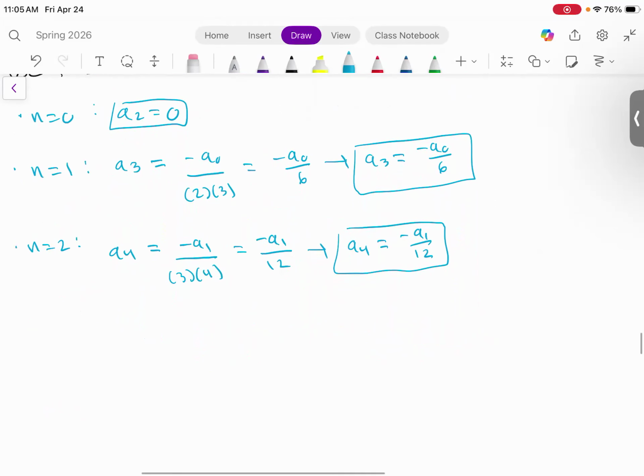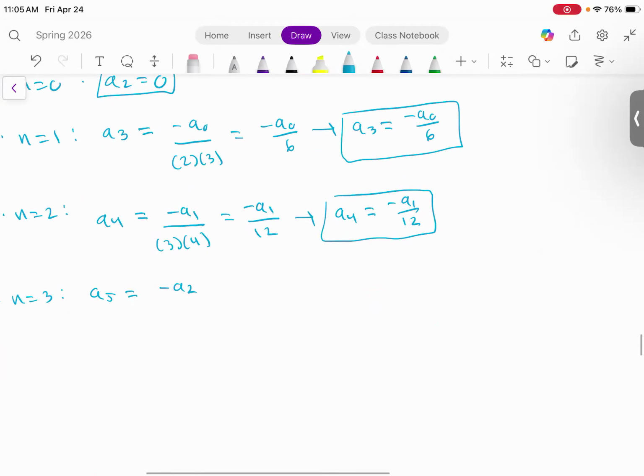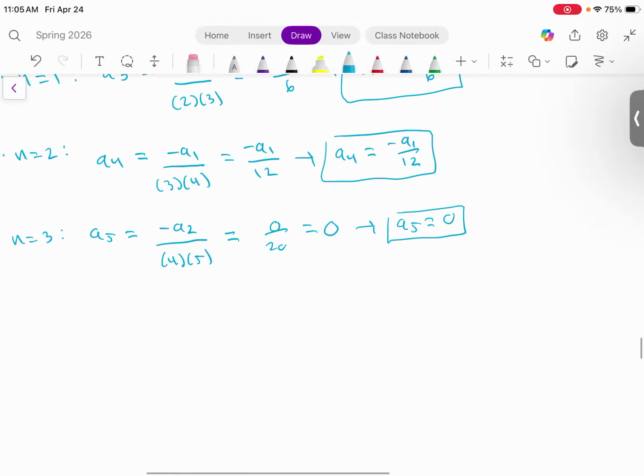Okay, let's do a couple more. I need some more a1s and a naughts. So plug in n equals 3. I would get a5. If I plug 3 into my recurrence relation, I get negative a2 over 4 times 5. But remember that a2 is 0. So I could plug in 0. This would be 0 over 20, which just equals 0. So that means a5 is just 0. Okay, a bit strange. We're getting a 0 value now, but let's keep going.